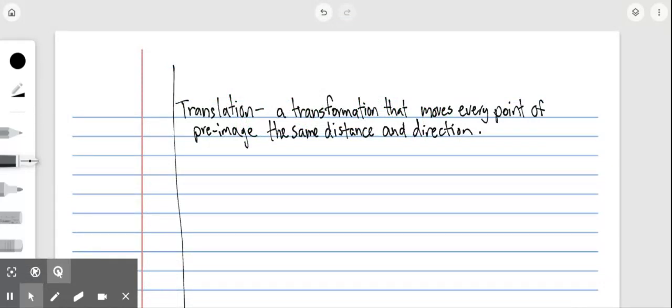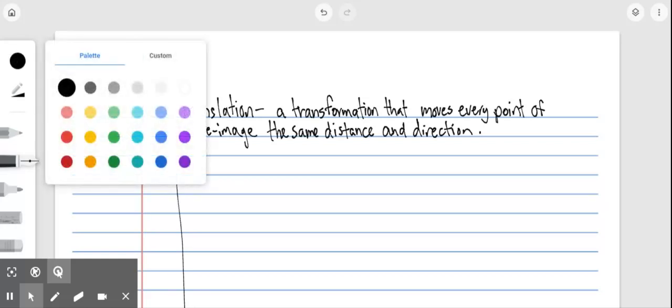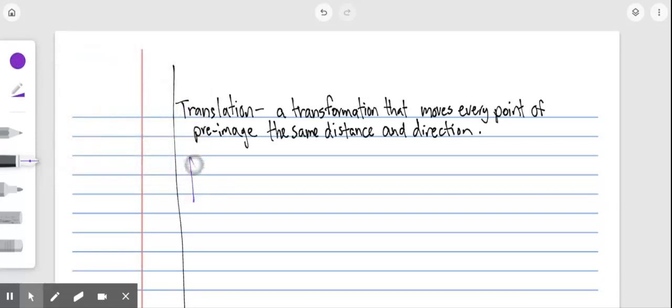This is the one that you've probably used the most often. A translation is a transformation that moves every point of a preimage the same distance and direction. So if I drew a triangle, I'm going to call it A, B, C. A translation doesn't change the triangle's orientation. It doesn't flip it. It just says, hey, I'm going to move C this far this way. Which means I need to move A exactly the same distance that way, and B exactly the same distance that way. So then now I have my image, C prime, A prime, and B prime.